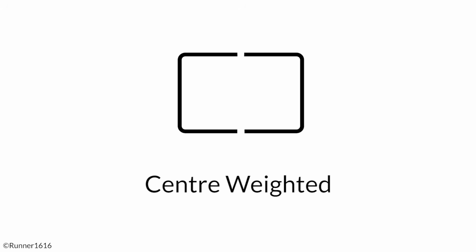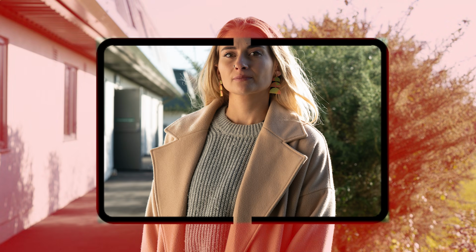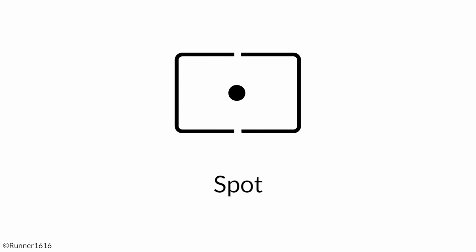Center weighted metering. When using this mode, the exposure is determined largely by tones in the center of the image. Here, the camera does not consider the edges of the frame or which focus point is selected. Typically, center weighted metering is used when the subject is in the center of the frame and we just want to expose for that.